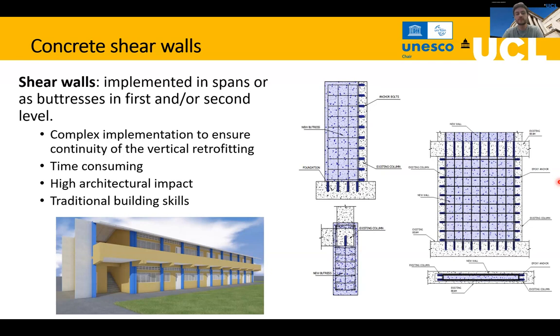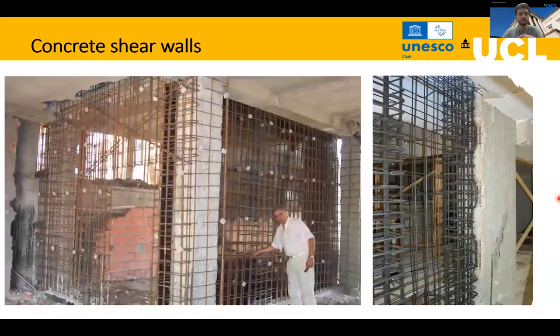One of the main problems of this is that it has a very high architectural impact. So if you, for example, add a shear wall, a concrete shear wall in one of these spans, then you will have practically a new building, because usually you don't need only to do this in this span, but also in some others, and you will affect the facade, and that's not expected or is not wanted in, for example, heritage buildings.